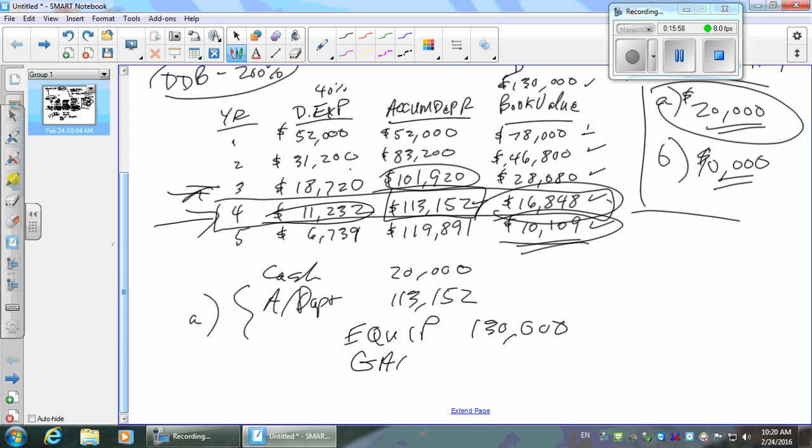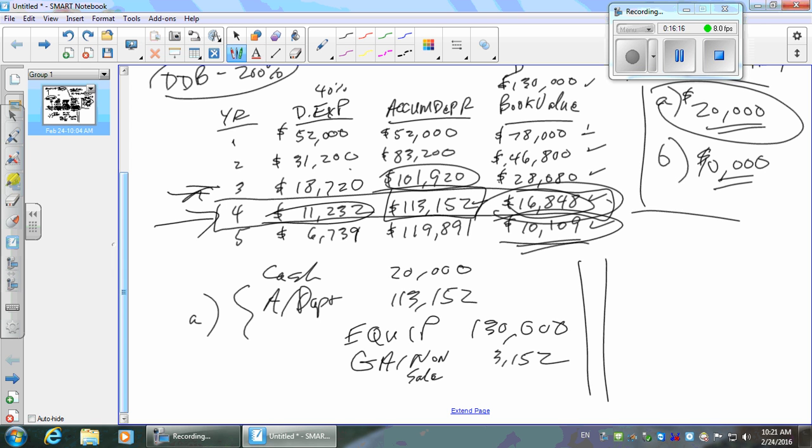What's the difference between the 20,000 and the book value? The difference between 20,000 and 16,848 is 3,152, and that's the gain on sale. Do we need that gain to make the journal entry balance? Of course we did. Got it?